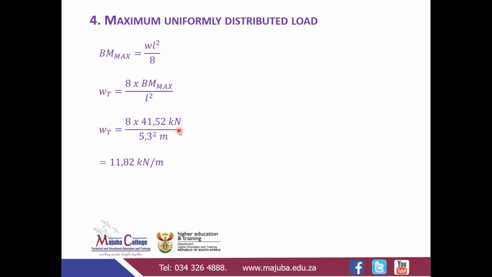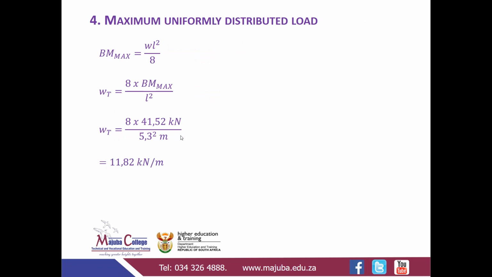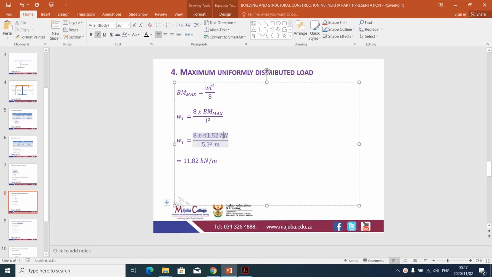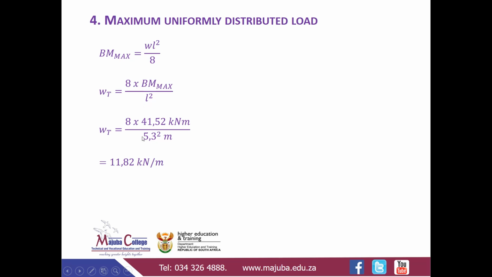41.52 kilonewton meter. All right, there should be meter here. All right, kilonewton meter. It should be kilonewton meter here. Let's just correct this one here. Okay, right. Now we will say, okay, over the span we're given, which is 5,3 squared.